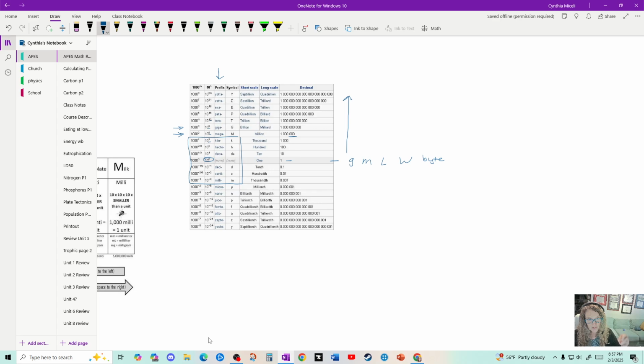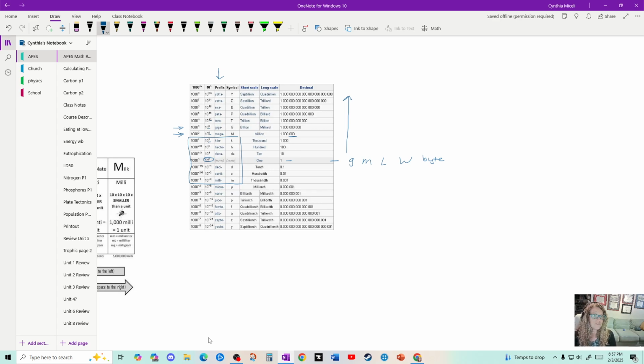Also getting smaller, notice milli is 10 to the negative third, or a 1,000th of a gram, or a liter, or whatever it is. And then we go to micro with this funny little Greek mu letter, but it's 10 to the negative 6. So again, it's 1,000 thousandths of this. And then nano, 10 to the negative 9, and pico, 10 to the negative 12.